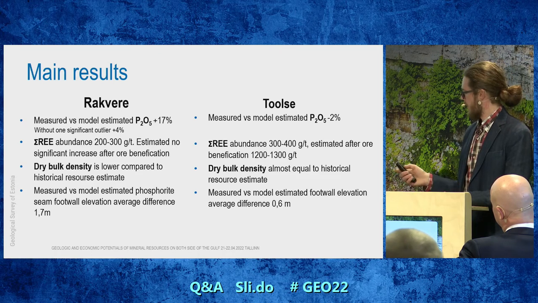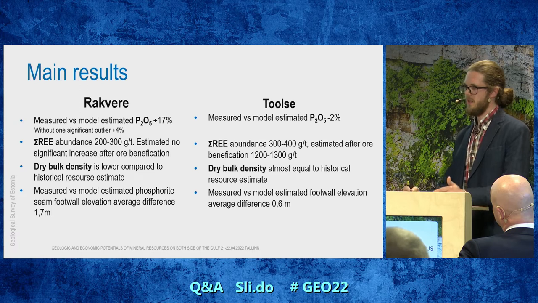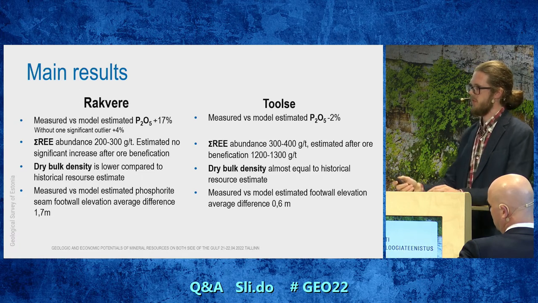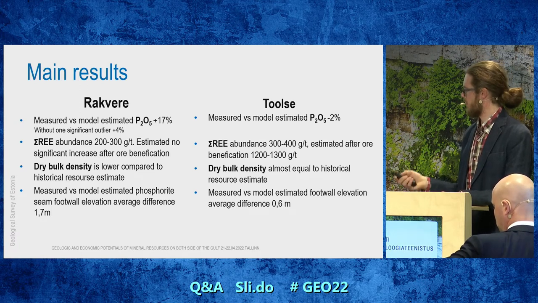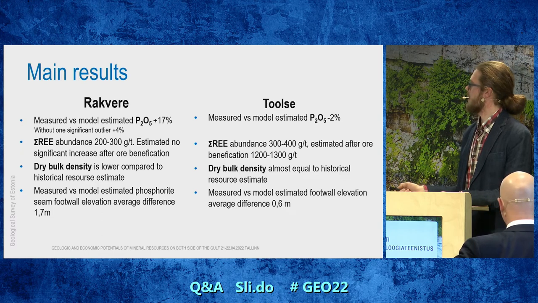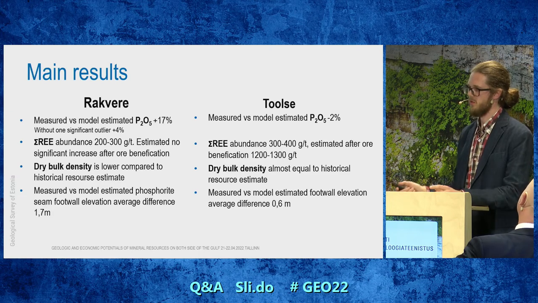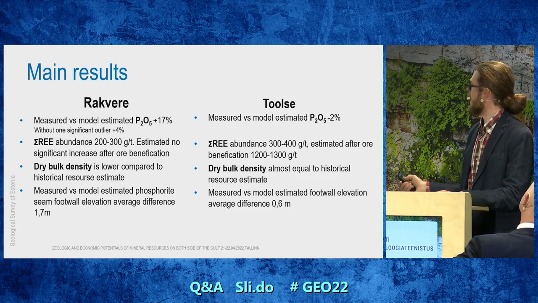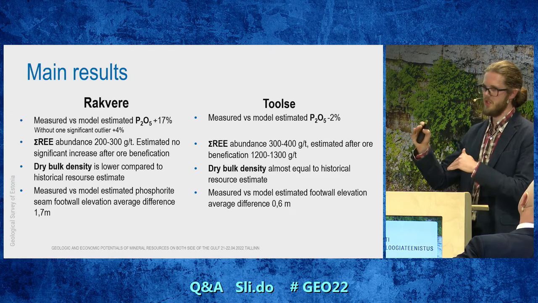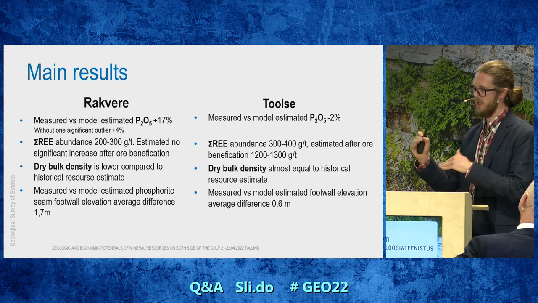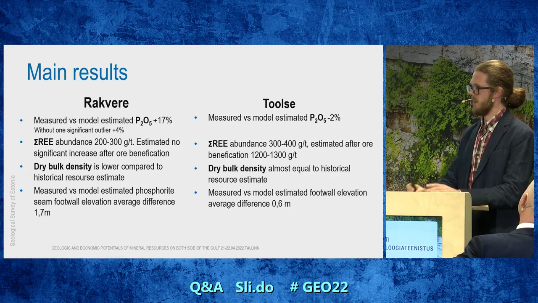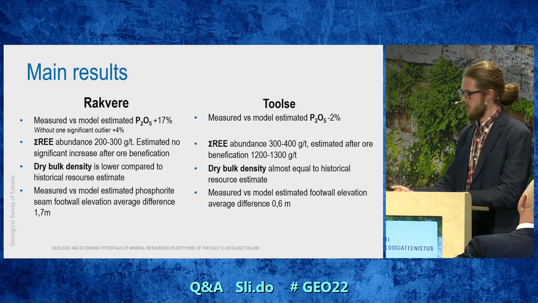And then we compared the depth or the position of the phosphorite seam, and there is some more variation in Rakvere, a difference of 1.5 meters or so. In Tolse, again, the phosphorite seam position is a little bit better estimated, and we get very similar results.